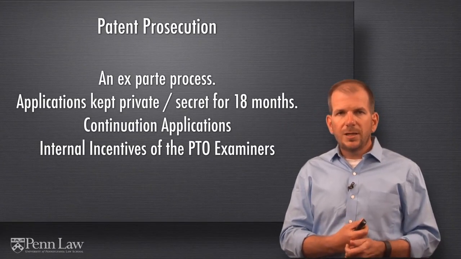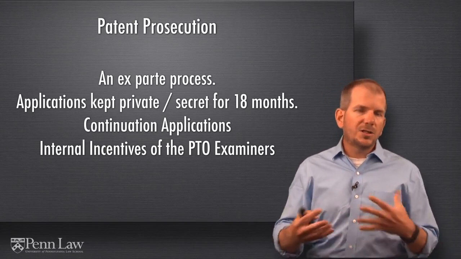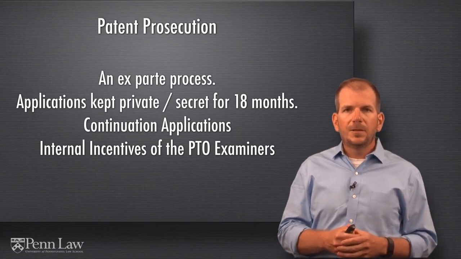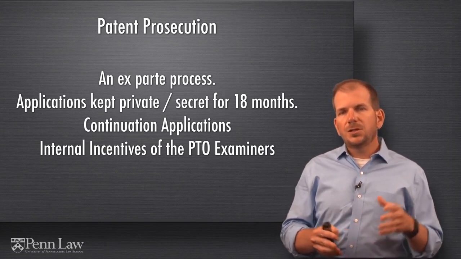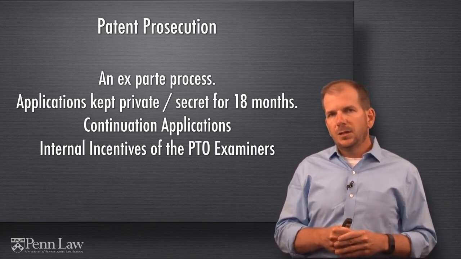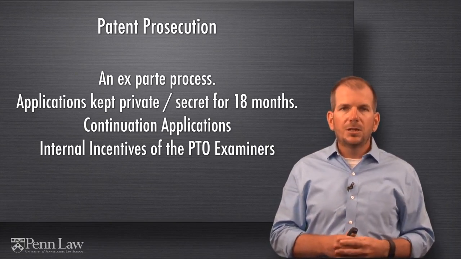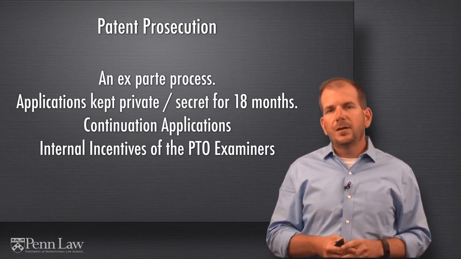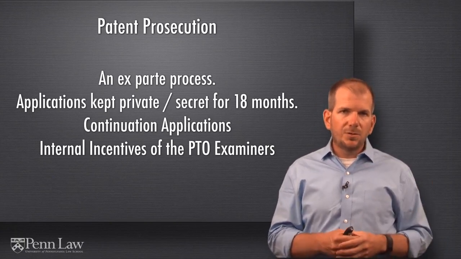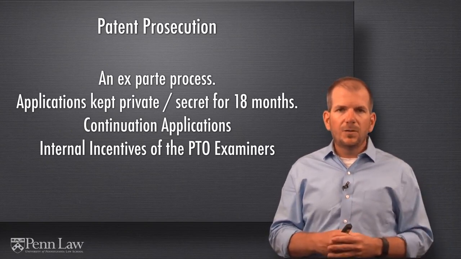Patent prosecution is what we call an ex parte process, meaning there are no outside parties involved. It's strictly between you and the patent examiner. It is private or secret for at least 18 months. At the 18-month mark, all patent applications are published on the PTO website unless patent applicants take steps to avoid it, which they can do, but many don't.